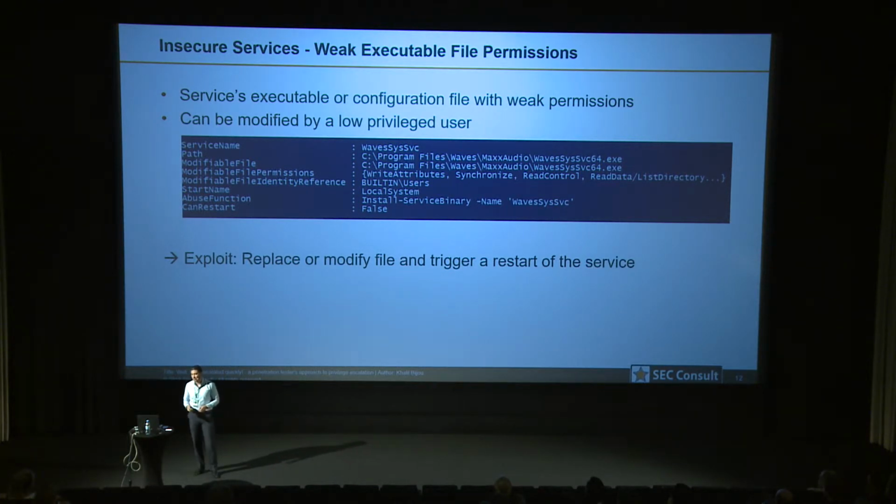And as you can see in the screenshot, this is the output of a hacker tool that I've used. As you can see, modifiable file, identity reference built-in users, and all users that belong to this group, called users, are able to modify this file. And beneath that, start name, we have local system, which is the system account. So what we could do here is just replace the executable file with our own file that gives us administrator privileges or that executes a certain malicious method that we want. So yeah, this is one possibility.